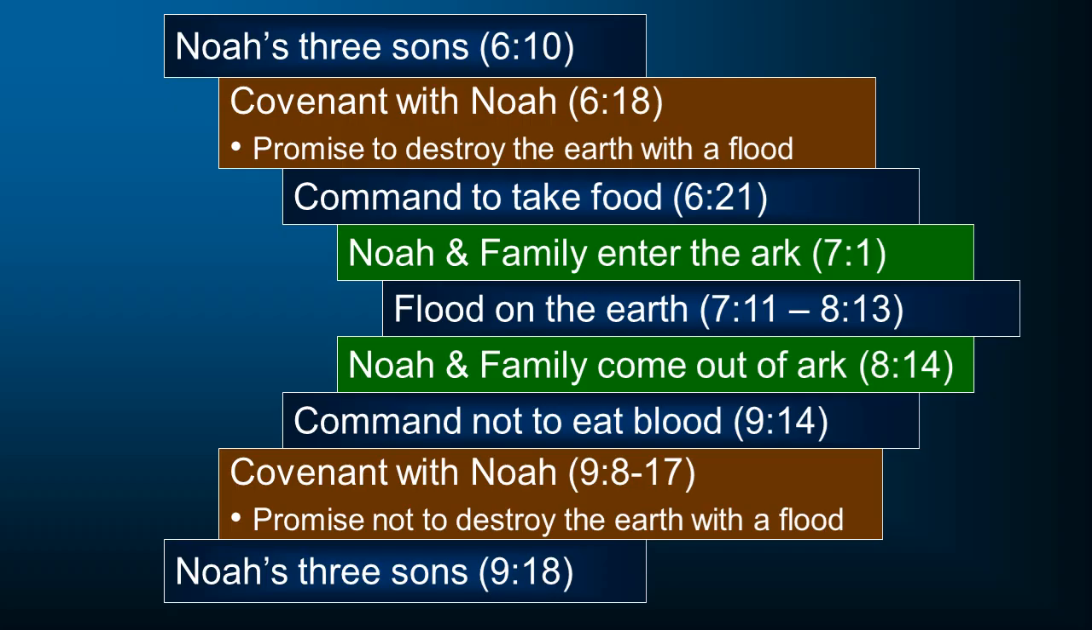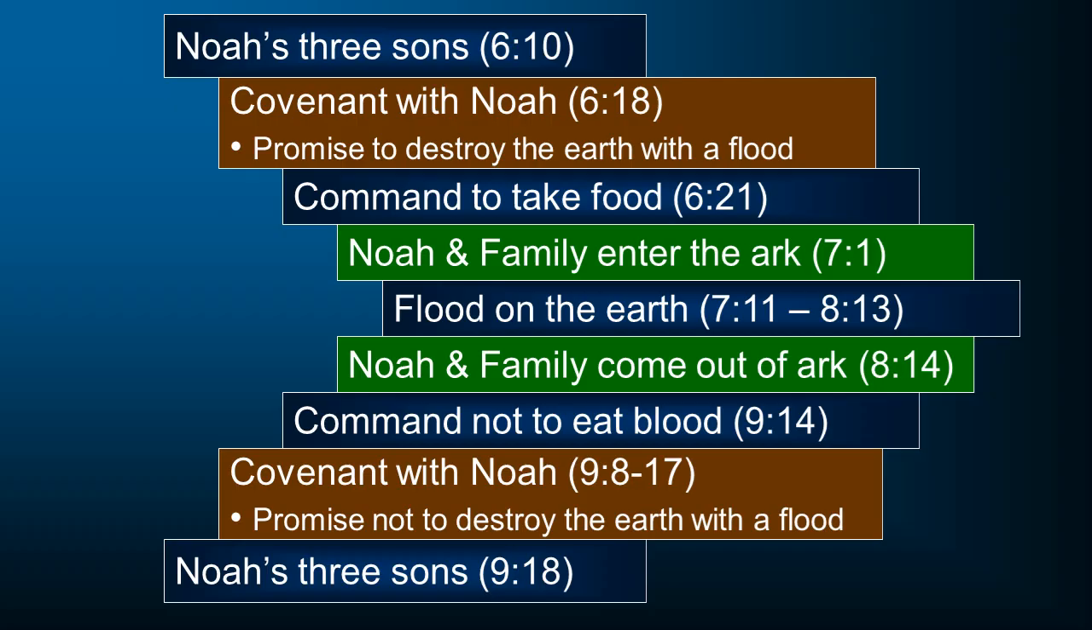Then notice we again have Noah and his family. This time they're coming out of the ark in chapter 8, verse 14. Then there's another command, a command not to eat blood. There's another reference to the covenant. This time God makes the covenant. He had promised the covenant in chapter 6, verse 18. In chapter 9, verses 8 through 17, he actually makes the covenant. And this time the promise is not to destroy the earth with a flood again. The first promise was that he would destroy the earth. Now he says, but it won't happen again. And again, there is a reference in chapter 9, verse 18 to Noah's 3 sons. Now, that's the whole flood narrative. What I want to do is look at that center section, the flood on the earth, chapter 7, verse 11 to chapter 8, verse 13.